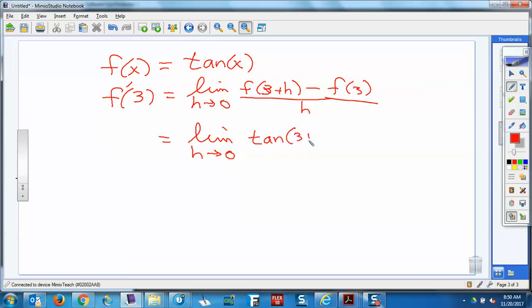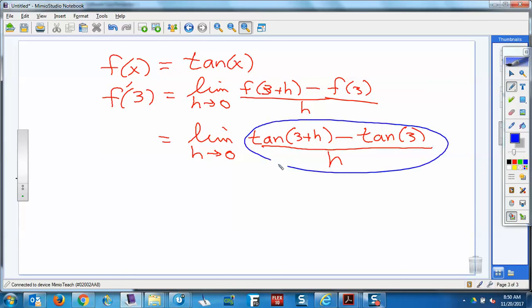Tangent of 3 plus h minus tangent of 3, all over h, right? And now we would take this part and put it into our calculator. There's no algebra we can do there.